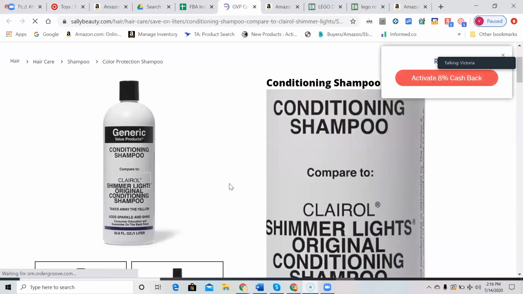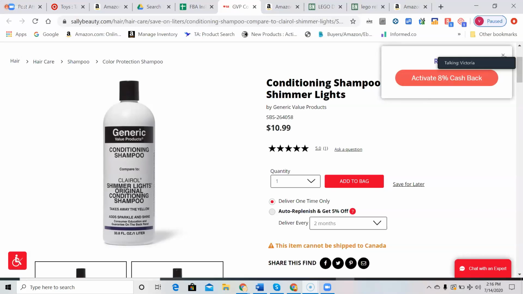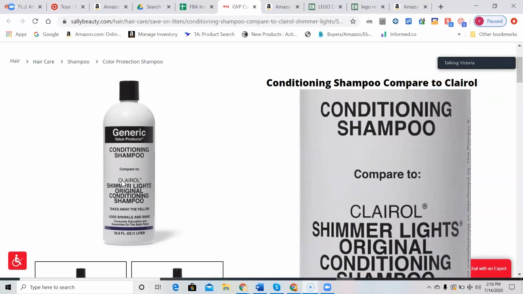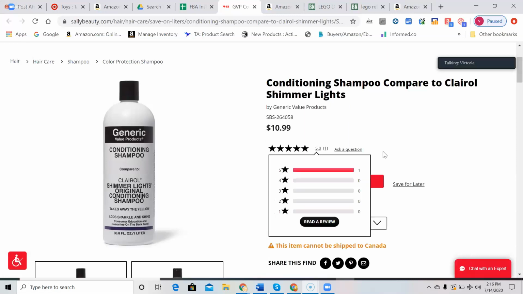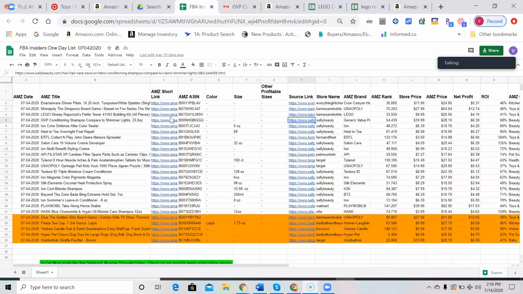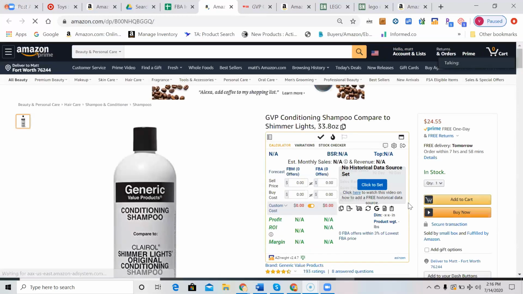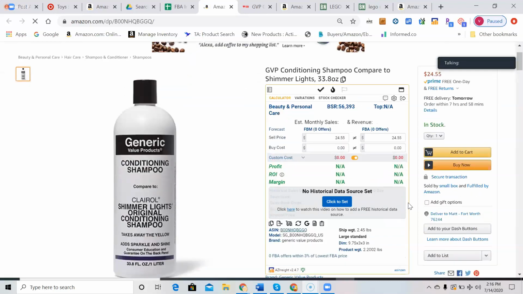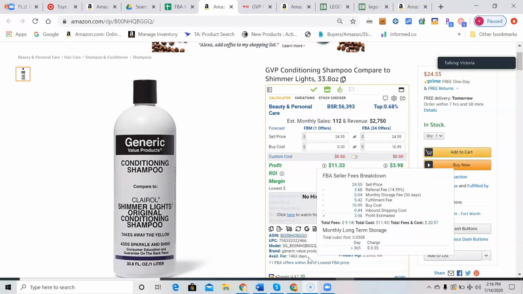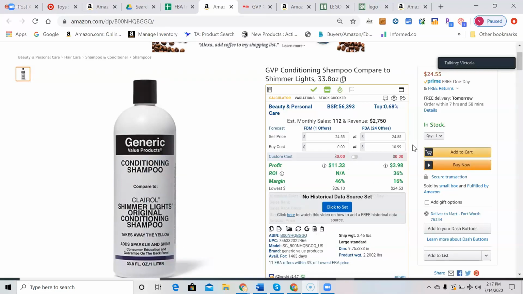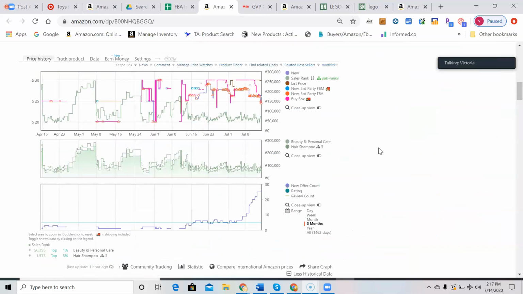Okay, so this is just a generic brand of shampoo. It's probably made in the same factory as Clairol, but generic. So it's $10.99. I'm going to put $10.99. This one too has dropped a little bit. It's at 36%. We'll go down here and look at the Keepa. You know, it sells pretty regularly. Let me move this screen over here.